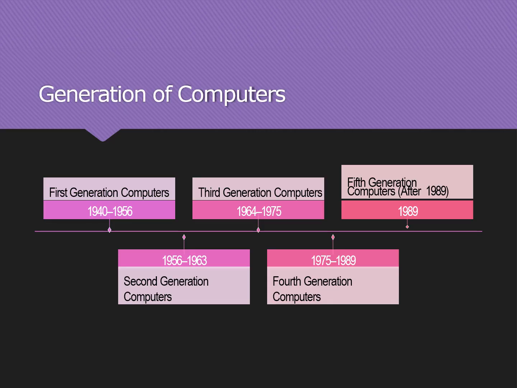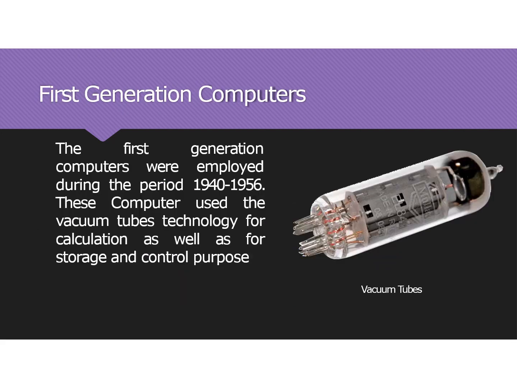Now we will see generations of computers. So these are nothing but the generations of computers with their time periods. First generation computers used vacuum tubes as a CPU component. First generation computers used binary coded language for their operation. Examples of first generation computers were ENIAC and EDVAC.